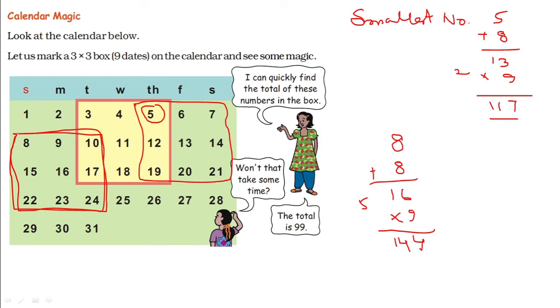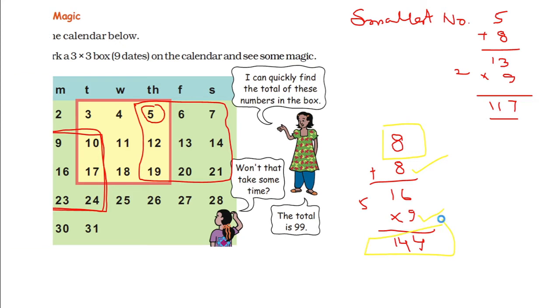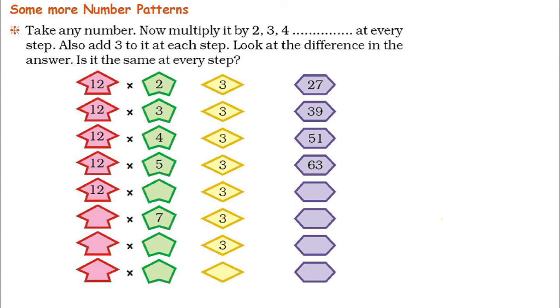What you have to do? We have to just find the smallest number, then add 8 every time, then multiply by 9 every time. So you will get the sum of 9 digits. Now some more number patterns.